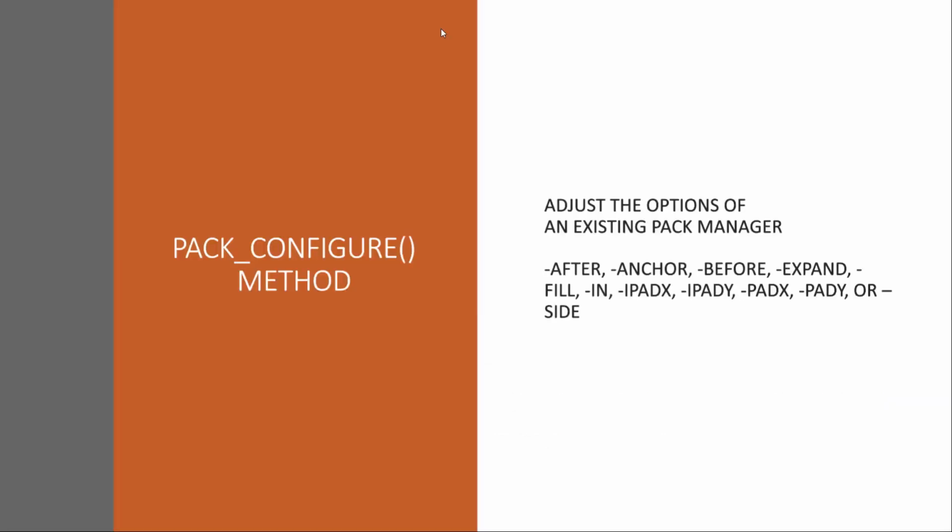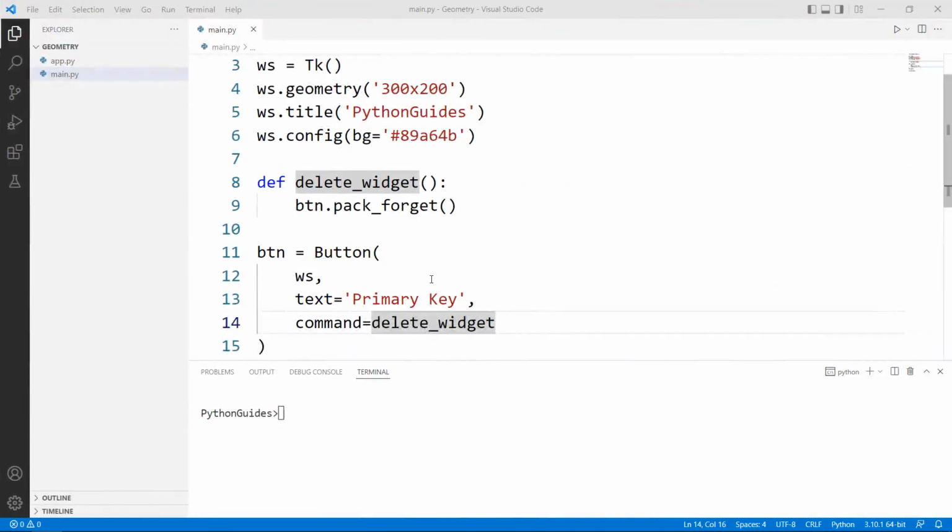Our next method is pack_configure. Pack_configure allows you to adjust the settings of an existing pack manager. You can configure the following settings in pack_configure, like after, anchor, before, expand, fill, etc. So let's go ahead and implement this. Like we created for pack_forget, we will do the same thing over here. I will just change the names.